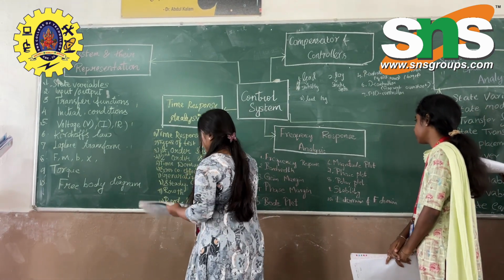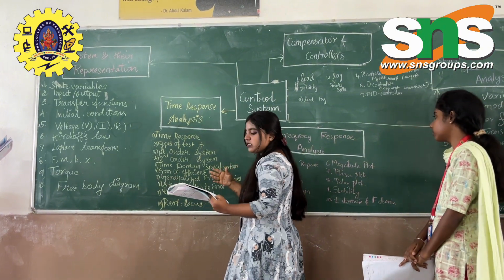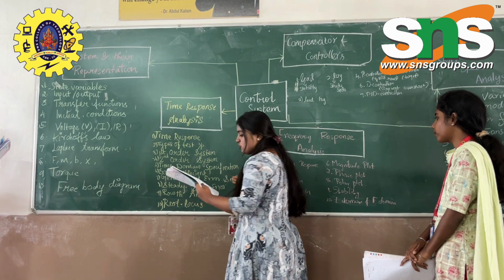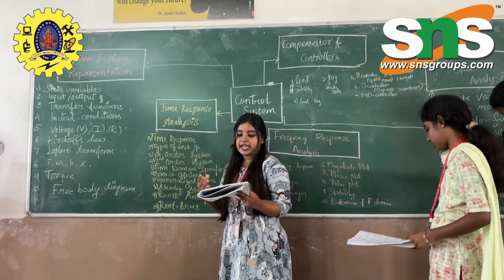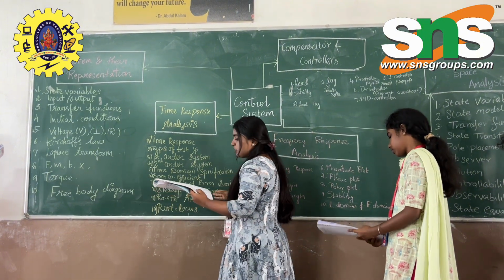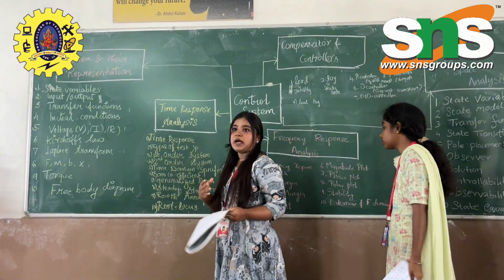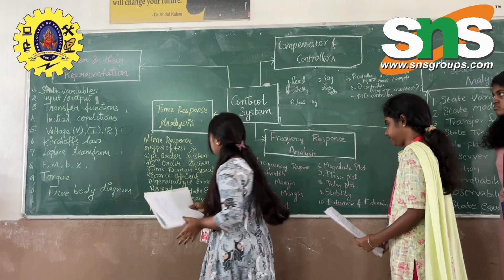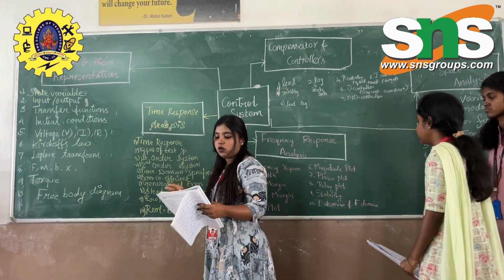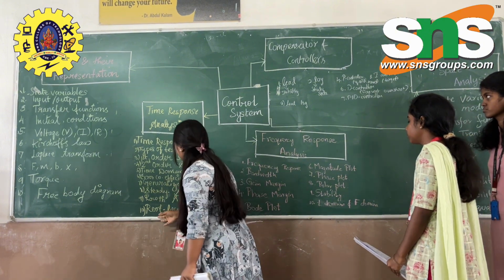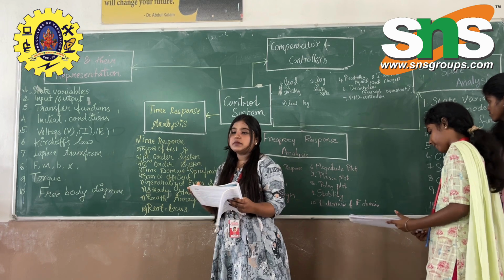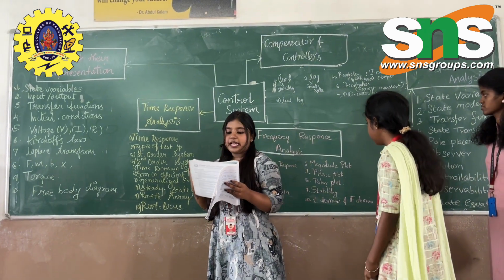Then error coefficient. Error coefficient is used to calculate how well the system follows the input over time. Then generalized error series, which breaks down the error in the time response in series form. Then steady state error, which shows the final error after the system has settled. Then Routh array, which checks whether the system time response will stay stable or go out of control. Then root locus, which helps to see the system time response by plotting the gain.